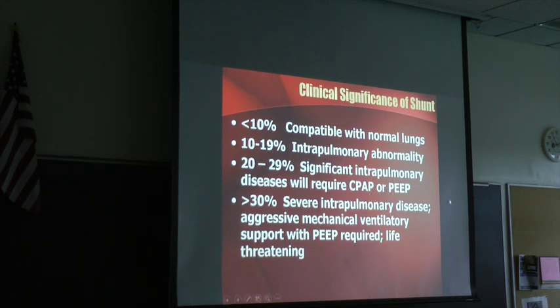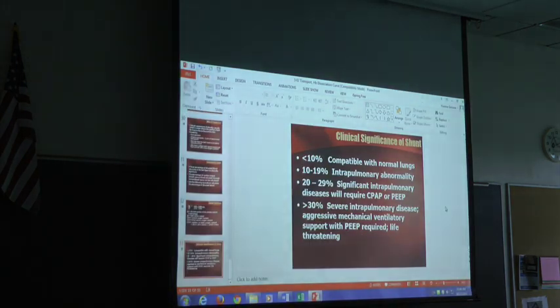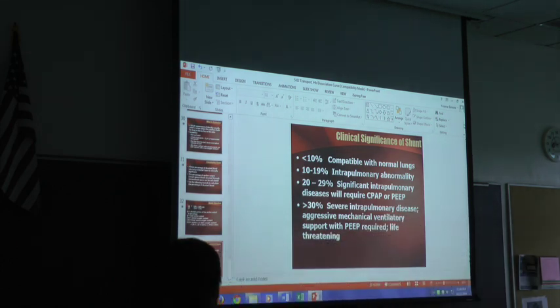All right, so we finished the slide. So that 40 would fall under severe intrapulmonary disease? The 40? Yes. I have a question for that shunt equation. It seemed really easy, so you're not going to provide all those numbers, are you? Possibly.